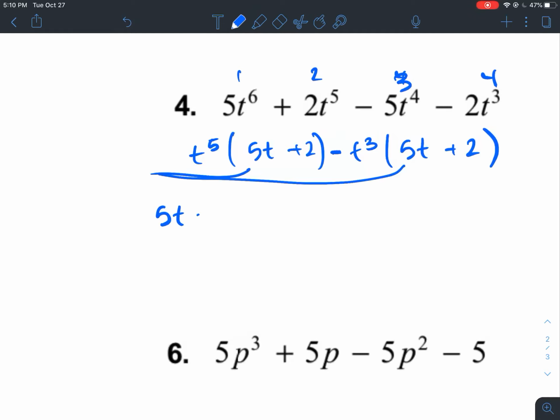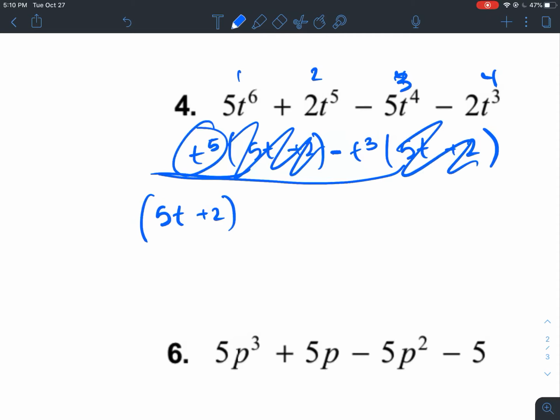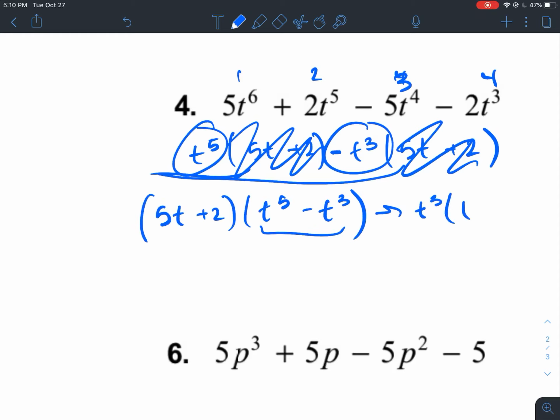So now I have 5t plus 2 as 1 term, so whenever I get rid of those, I'm only left with t to the 5th power minus t cubed. And there you go. But you could even factor this out a little bit more. I can take out a t cubed. So if I take out the t cubed, then I have t squared minus 1.